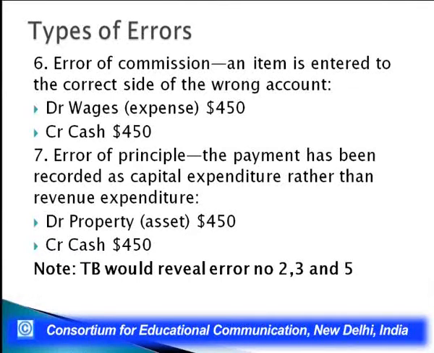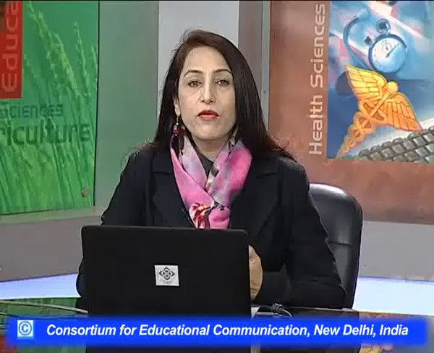The amount is correct. There is no difference in the amount on the credit side as well. Even the credit side is completely correct. The cash is there. But the debit side should have been rent. Instead of rent, it is now property. So this particular error is known as the error of principle, because principally you are supposed to be debiting a nominal account, not an asset account.